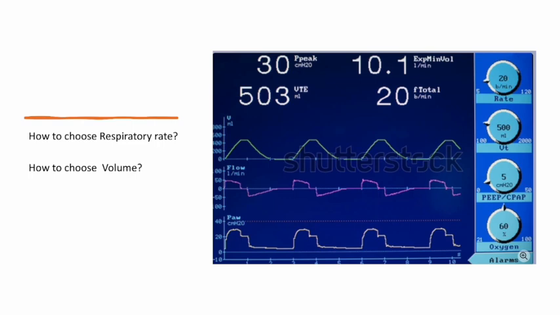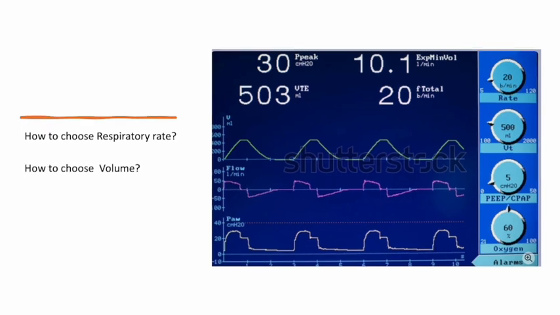So once we know the ideal body weight, then we use 8 cc's per kilogram in most patients, which approximates a normal physiologic tidal volume for a patient. So 8 cc's per kilogram in most patients. If a patient has ARDS, acute respiratory distress syndrome, then we choose a lower volume. So we would use 6 cc's per kilogram. So in most patients, 8 cc's per kilogram of ideal body weight. In patients with ARDS, we use 6 cc's per kilogram of ideal body weight. And we'll discuss more about ARDS later.